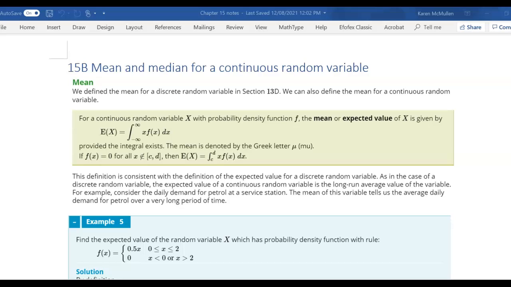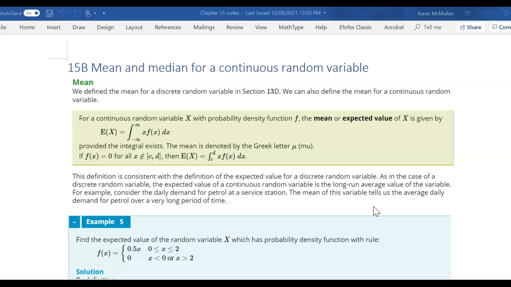Hi everyone, another somewhat long video for 15B. I'm going to just do this all in one part, but I'll show you how to do a few questions by hand, but the majority I'm just going to use the calculator just for time. And also you should be doing these questions on your own, not necessarily always getting me to do them. The video is here to support you, but also remember your textbook has worked solutions as well.